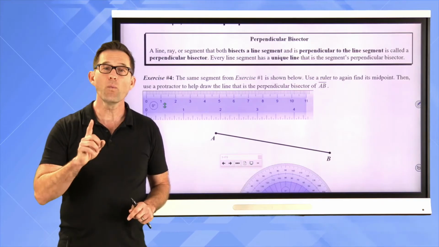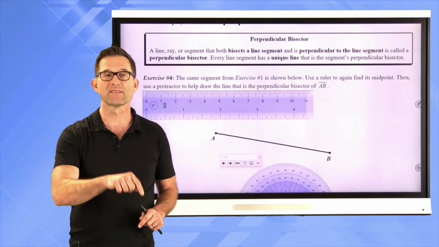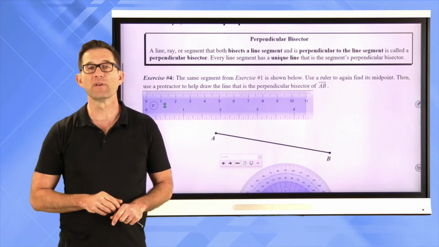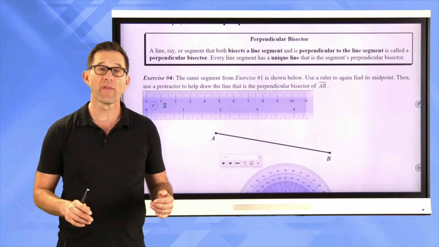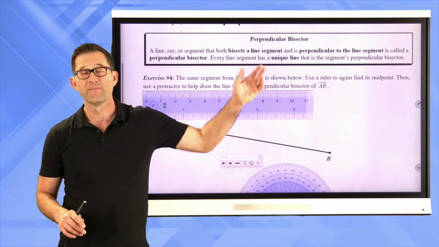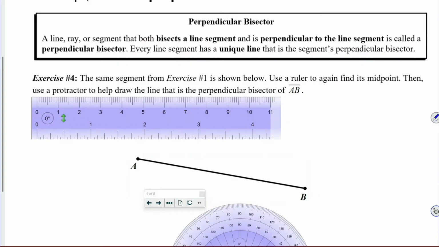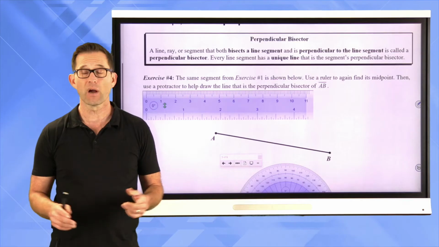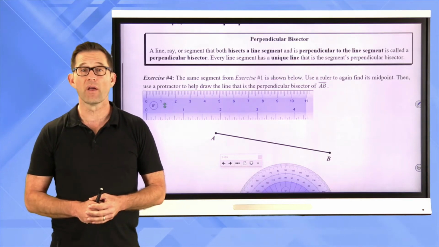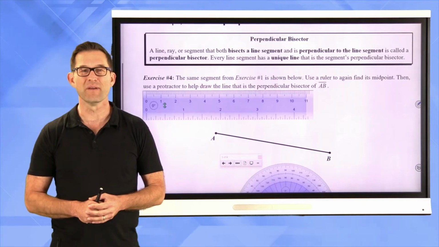But there is only one line that both bisects the line segment and is perpendicular to it at the same time, and we call that the perpendicular bisector. Let's take a look at exercise number 4. The same segment from exercise number 1 is shown below. Use a ruler again to find its midpoint. Then use a protractor to help draw the line that is the perpendicular bisector of AB. All right, well, see if you can draw the perpendicular bisector of AB.